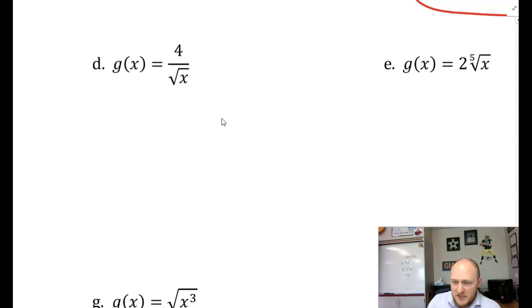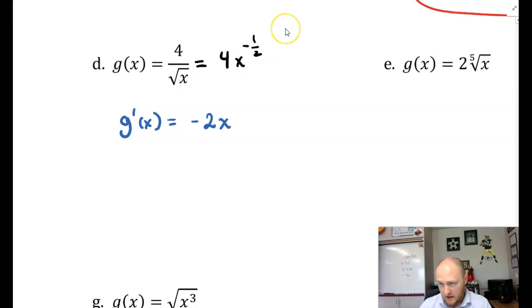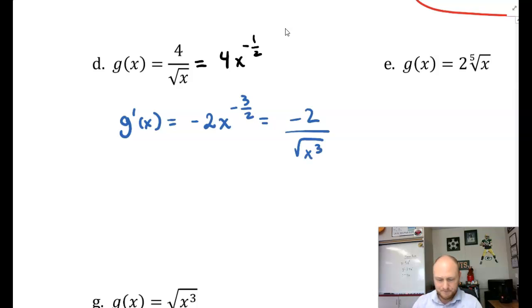Okay, so the first thing that you had to do is go ahead and move that radical into the numerator. So that would be 4x to the power of negative 1/2. We'll now take the derivative. I'll multiply 4 times negative 1/2, which would be a negative 2x. And then I'm going to subtract 1 from the 1/2, and that would have given us a negative 3/2. Okay, so last but not least, this is negative 2 over the square root of x cubed.